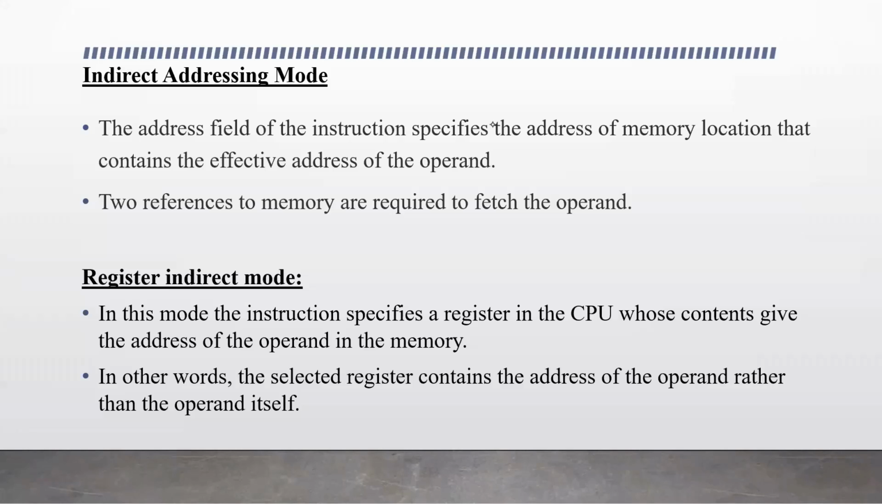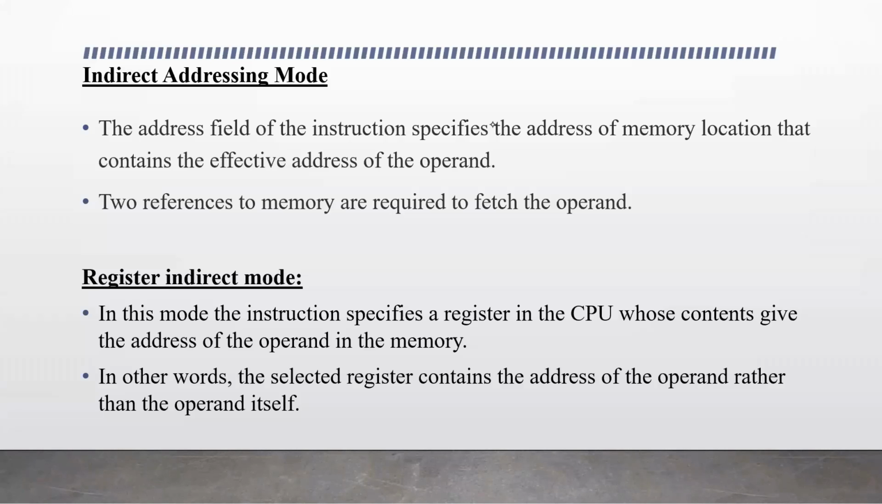We have two types of indirect addressing mode. One is memory indirect addressing and the other one is register indirect addressing. When the effective address is stored in memory, we call it memory indirect addressing mode. In the instruction, what we have in the address field is the memory address. And when the effective address is stored in a register, in the address field of the instruction, we will have the register address. So that is called register indirect mode.